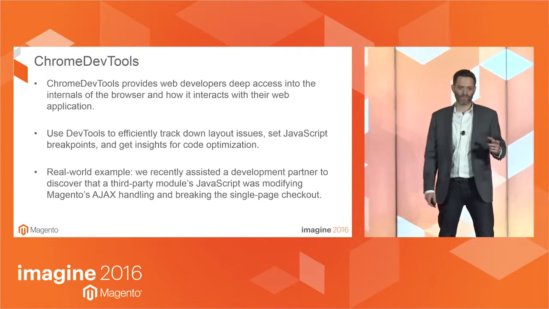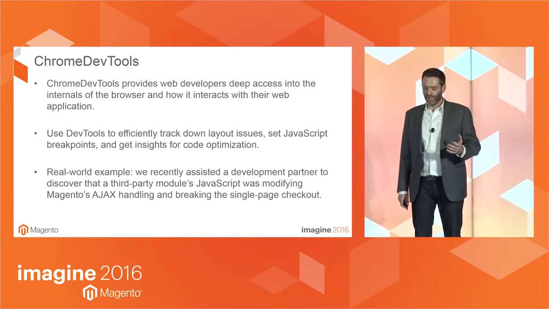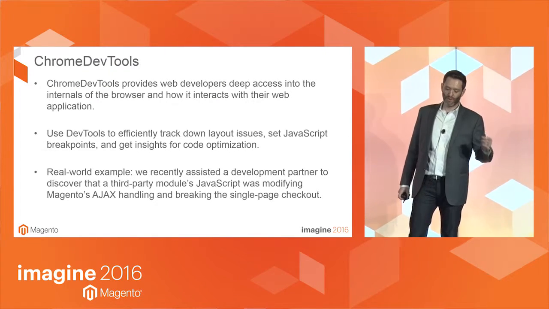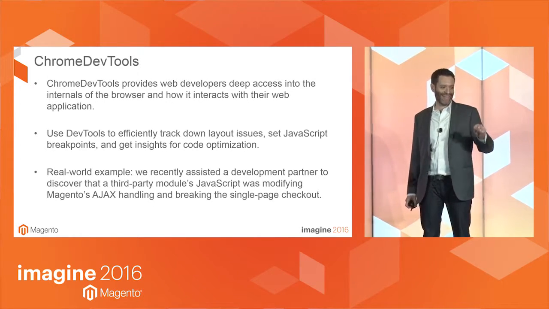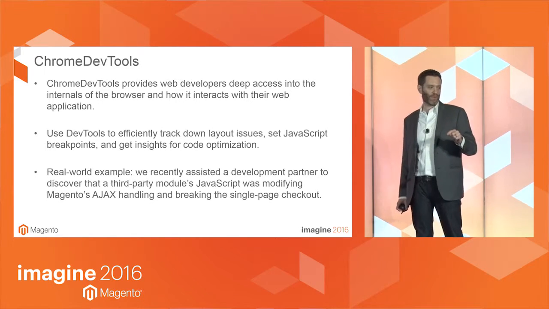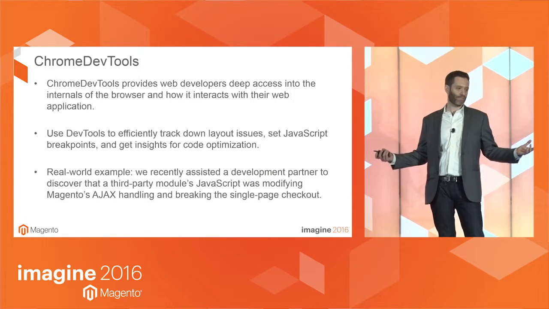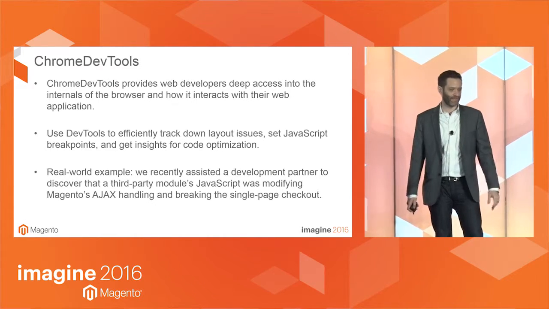Real world example. One of the partners we were working with was having an issue, and everyone's looking, nothing looks broken. Everyone's kind of banging their head against the wall. What do we do? One of our engineers popped open ChromeDev Tools, ran a profile on the site, and what he found was that a third-party module, it's not even custom code. I mean, it's not like someone made a mistake. It's just a third-party module. That module's JavaScript was modifying Magento's AJAX handling, and it was breaking the one-page checkout. No one could figure it out, but with ChromeDev Tools, it was obvious in an instant.